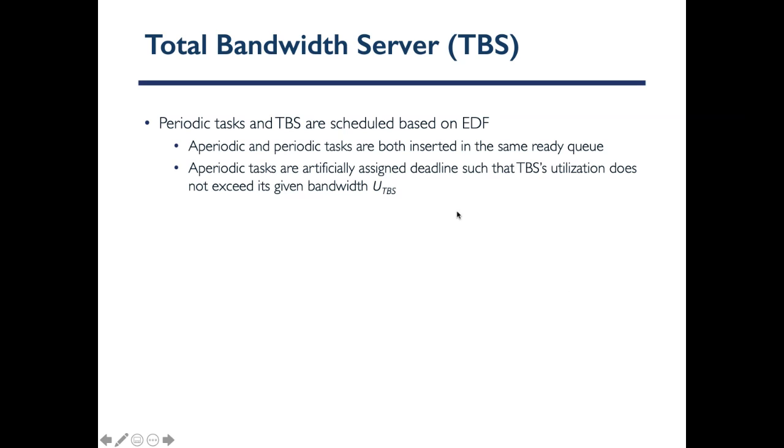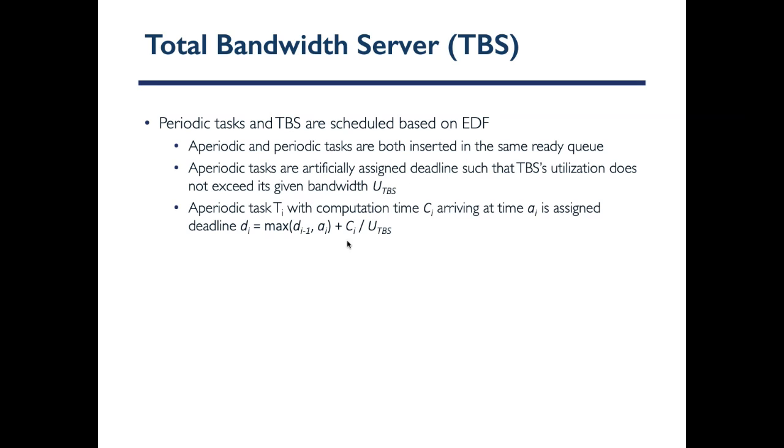Now, because you might not know how many aperiodic tasks you get, you could assign them all a maximum bandwidth. You could say, I want all my aperiodic tasks to utilize the CPU at most 10%. So basically, you want to allocate at most 10% of your CPU time to aperiodic tasks and 90% of your CPU time to periodic tasks. If that's your goal, then you can use that bandwidth threshold to set deadlines in this way.